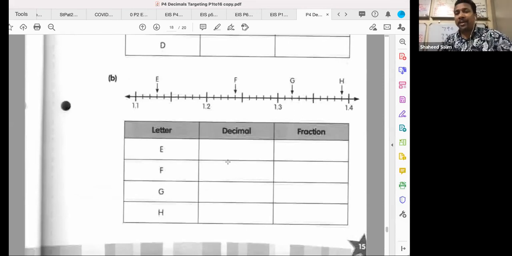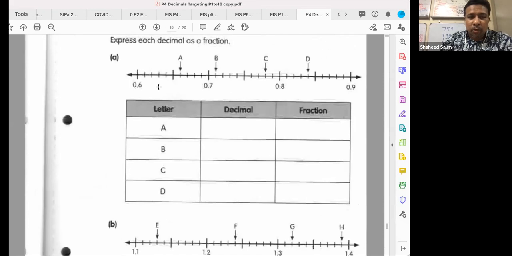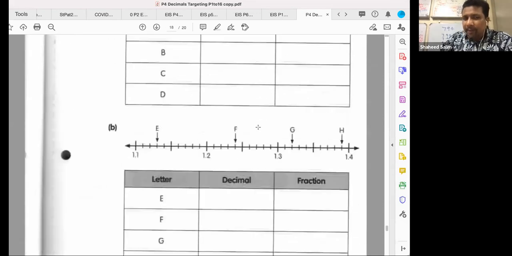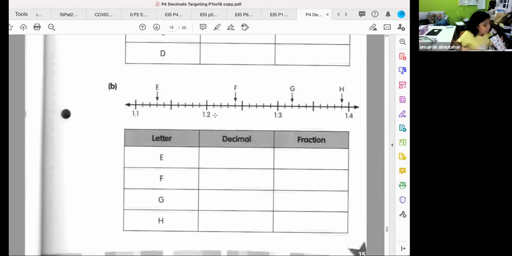Okay, we have only 5 more minutes. So let's try this. Okay, just now, I just show you again. Just now you started from 0, so 0 point something. Now you're going to be 1.1 something. Show you?